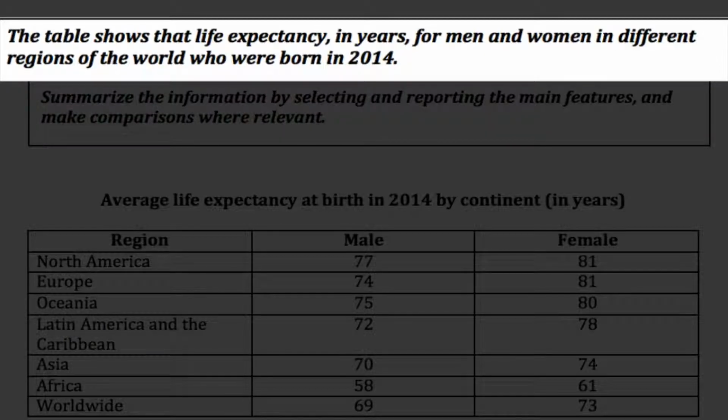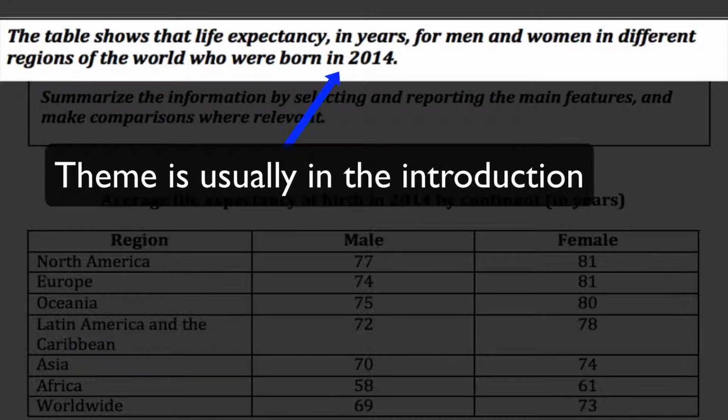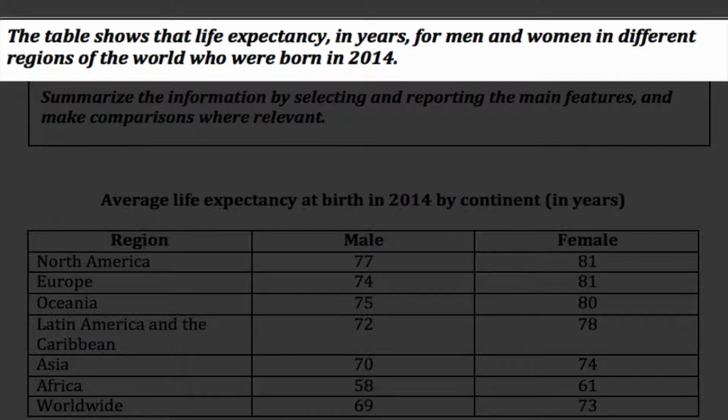So in this particular question, the table represents the life expectancy of both men and women born in 2014 across various parts of the world. So a lot of that has been taken from the introduction, but understanding it obviously is very different.